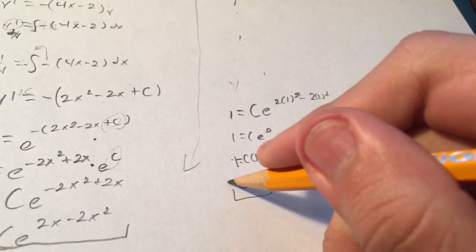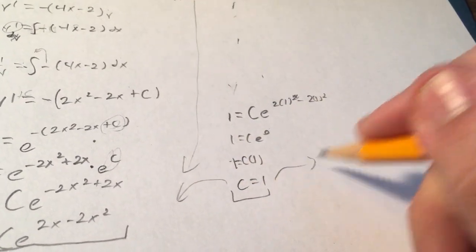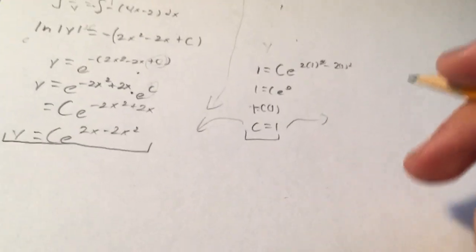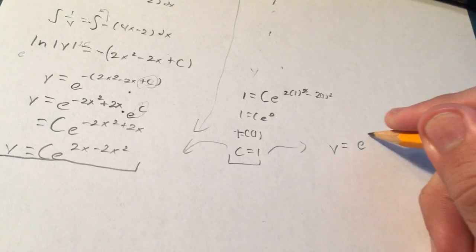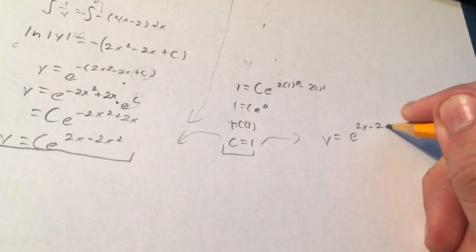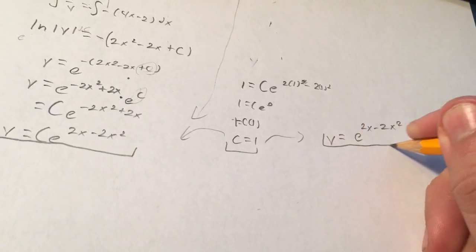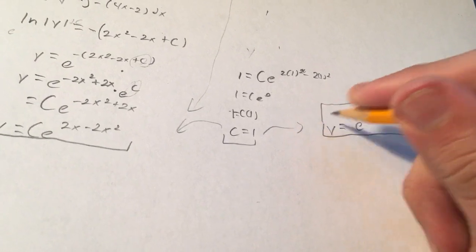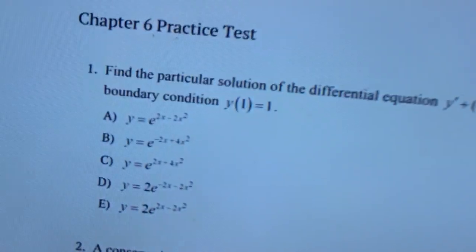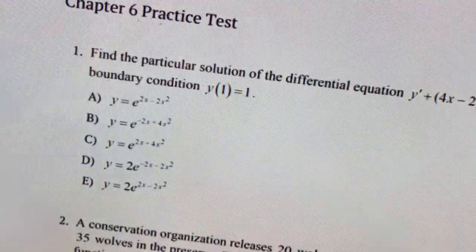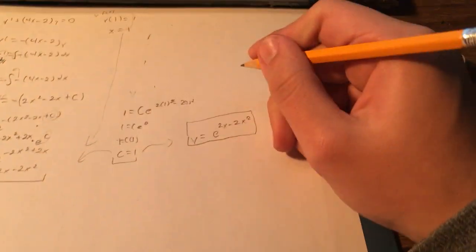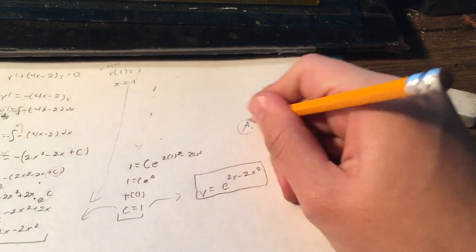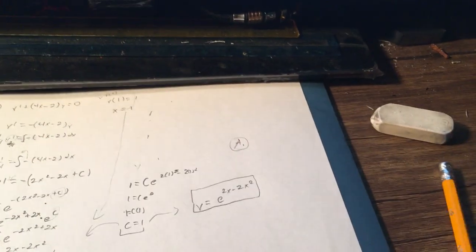Then we plug that 1 back in, so y equals e to the 2x minus 2x squared. And this is your answer here. Since it's multiple choice, it's the first one, so there you go. That's your answer. Good job.